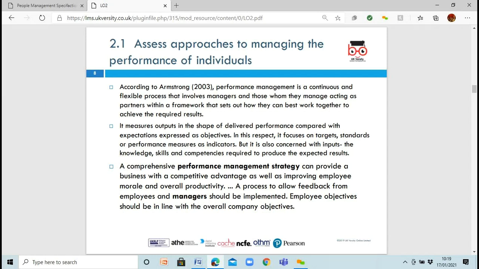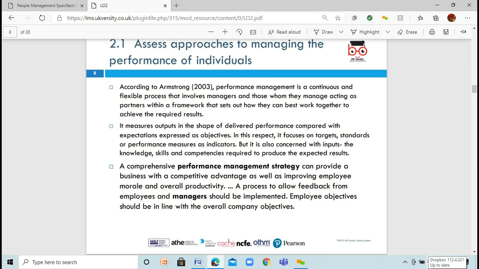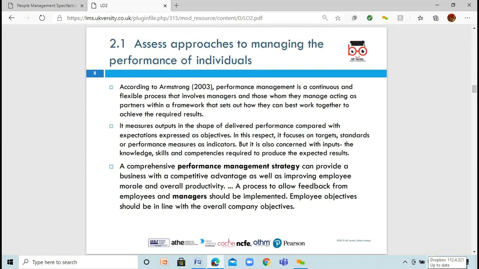So according to Armstrong's, performance management is a continuous and flexible process that involves managers and those whom they may manage acting as partners within a framework so that they can work together to achieve the required results. So it measures outputs in the shape of delivered performance compared with expectations expressed as objectives. So in this aspect, it actually focuses on targets, standards, performance measures as indicators, and it also focuses on your knowledge, skills, and competencies so that you can get towards your desired expected results.